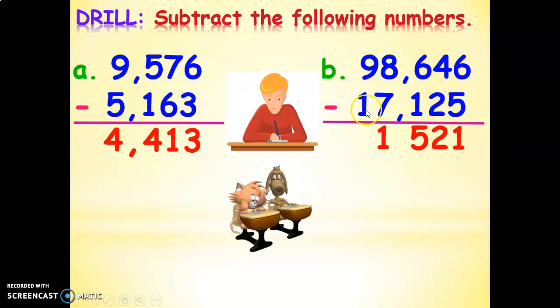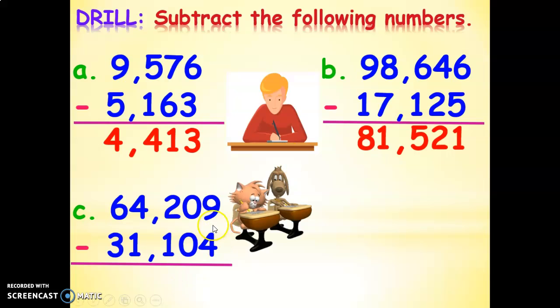And for the last place value, you have 10 thousands place. 9 minus 9 minus 1. The answer is 8. Also, you need to write the comma. But the final answer reads as 81,521. Now, are you ready to find out the answer for letter C?